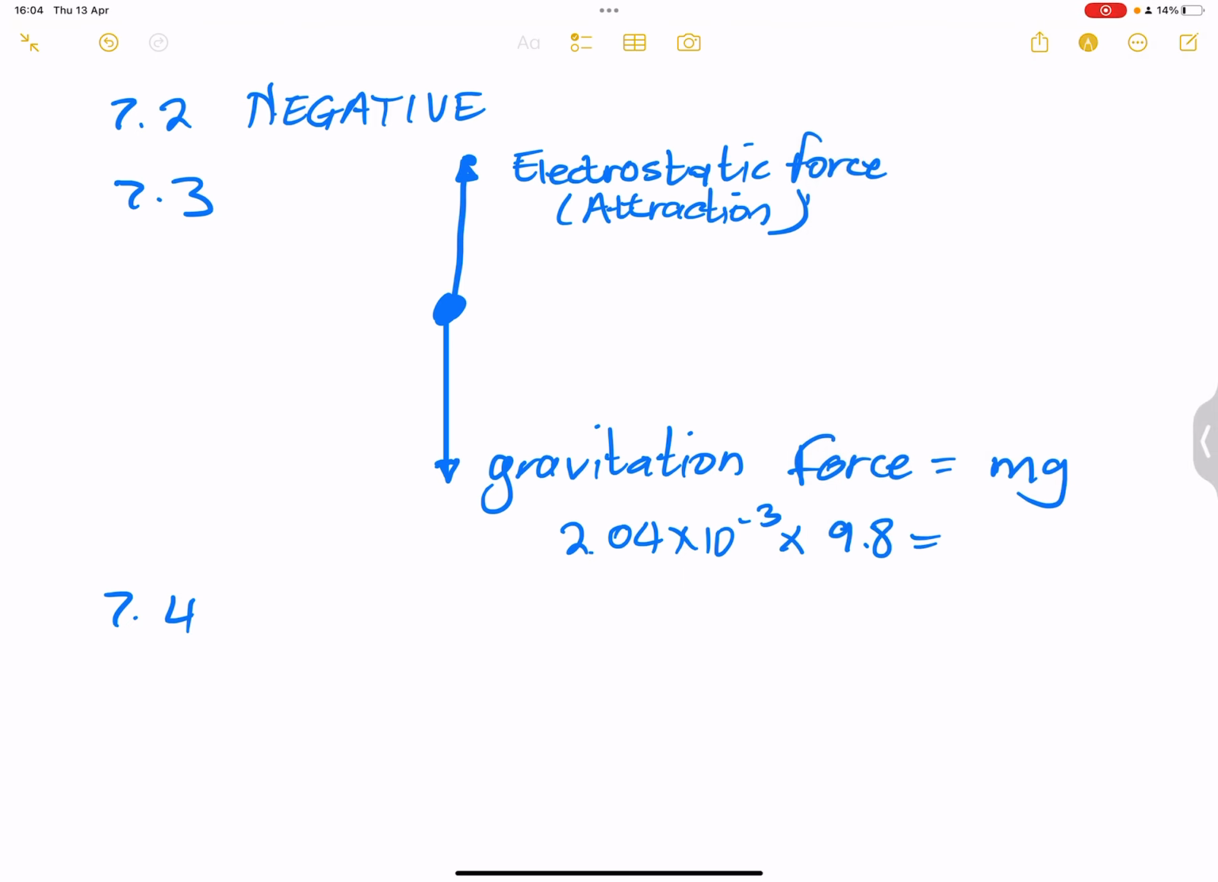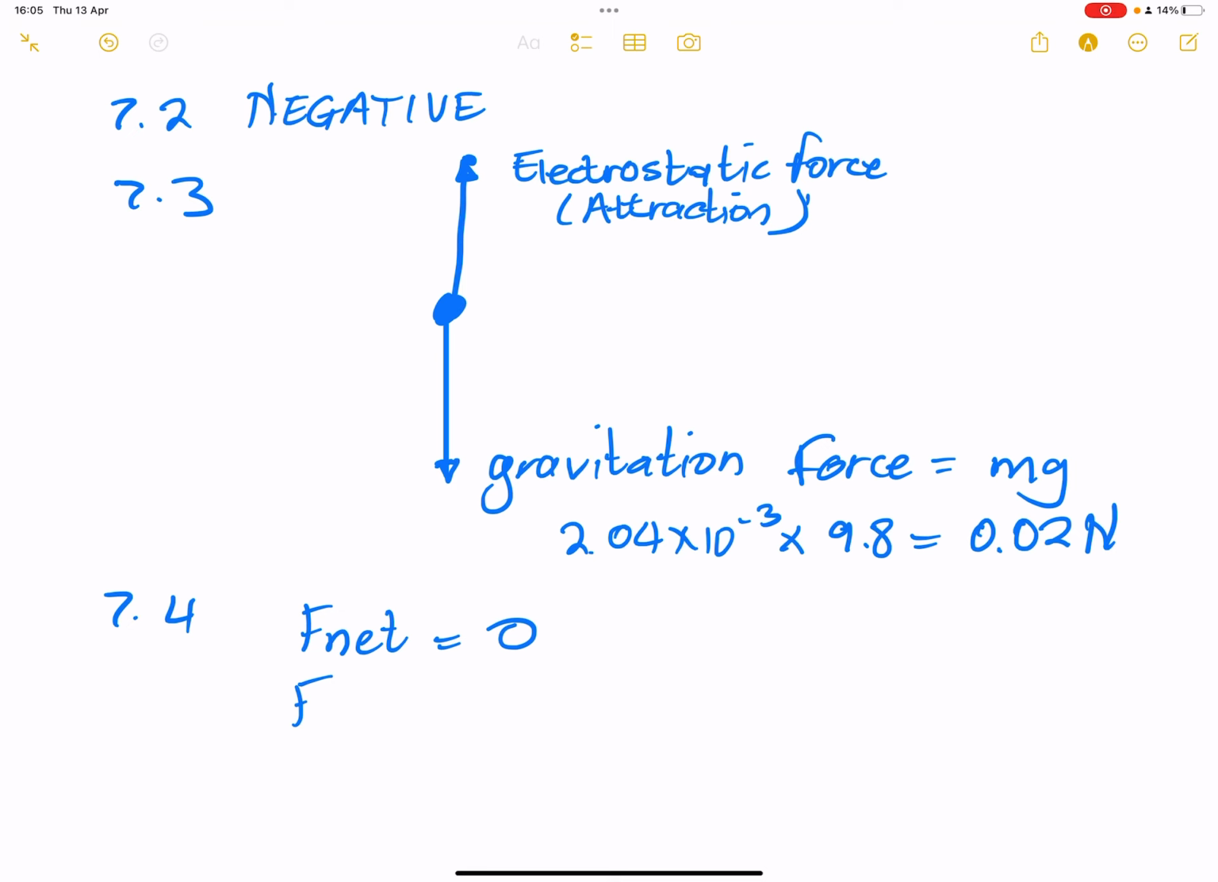So I'm just going to round it off there. I'm going to make it 0.02 newtons, right? So in this case, what does that mean, ladies and gents? It means that the net force is equal to 0, first of all, between those two forces.